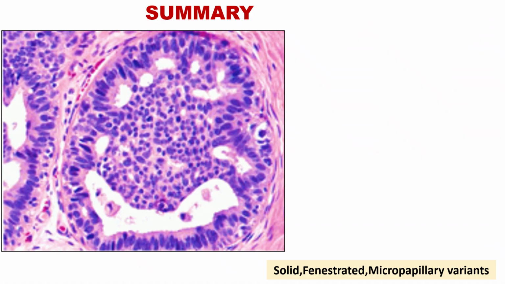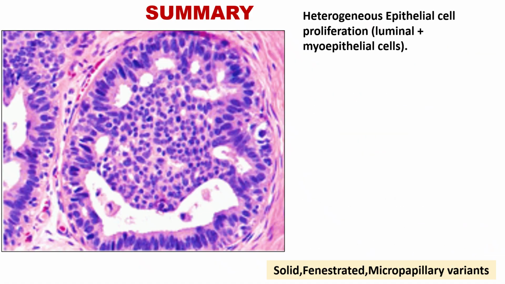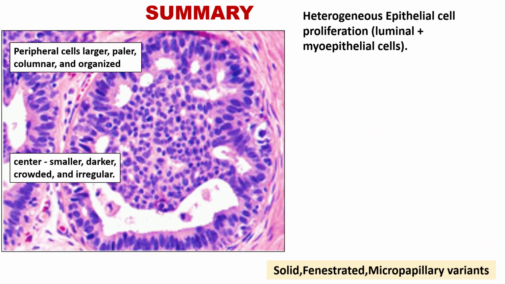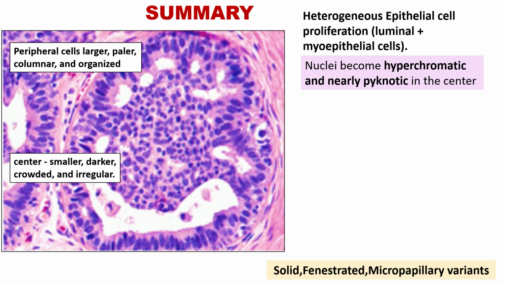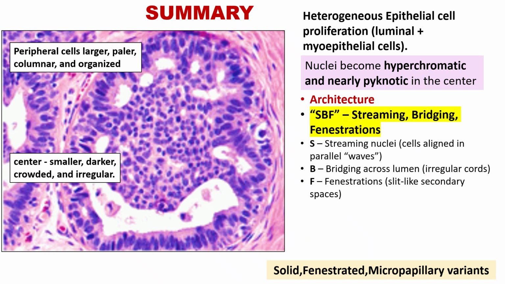Coming to the summary. Usual ductal hyperplasia consists of heterogeneous epithelial cell proliferation, which includes luminal and myoepithelial cell proliferation. The cells in the periphery are larger, paler, columnar and organized, whereas in the center they are smaller, darker, crowded and irregular. Nuclei become hypochromatic and nearly pyknotic toward the center. And coming to the architecture, you will see streaming, bridging and fenestrations. Streaming is streaming of nuclei.